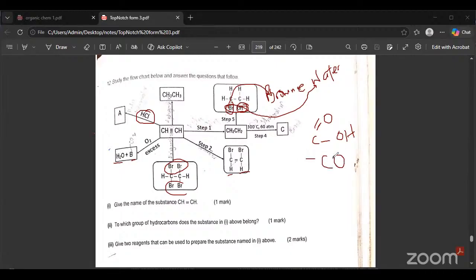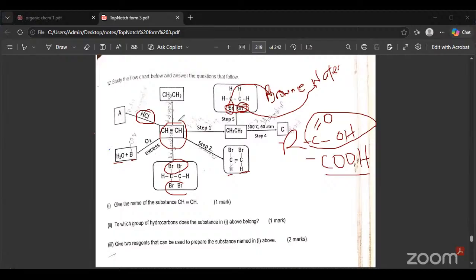Inaandikwanga hivi, a very easy term. COOH hivyo, but ukiichora inachorwa hivi, where it is connected to another R. R is normally the alkyl group. I know you know the alkyl group. Alkanes ukitoa hydrogen moja inakuwa alkyl group. So to which group of hydrocarbons does the substance 1 belong? They're asking you this one. It belongs to which group?